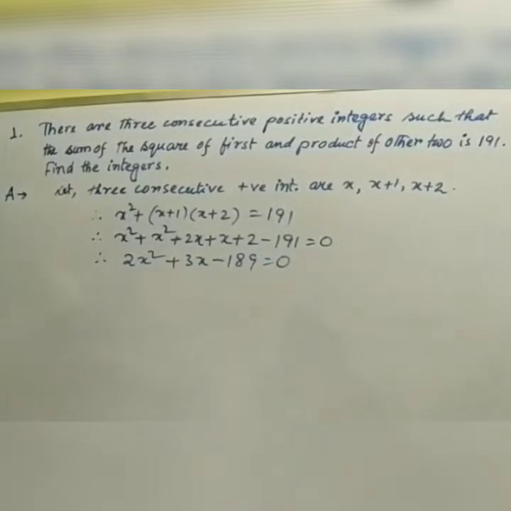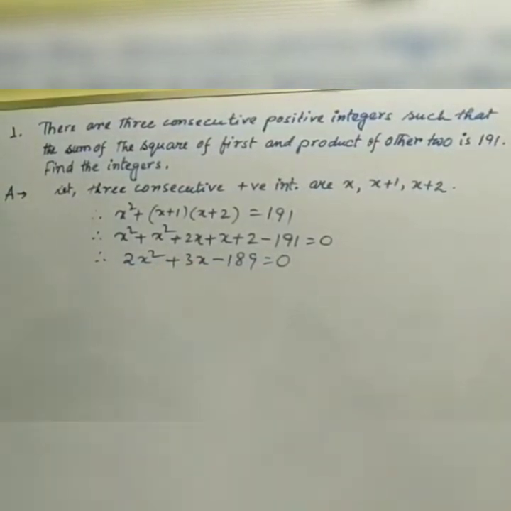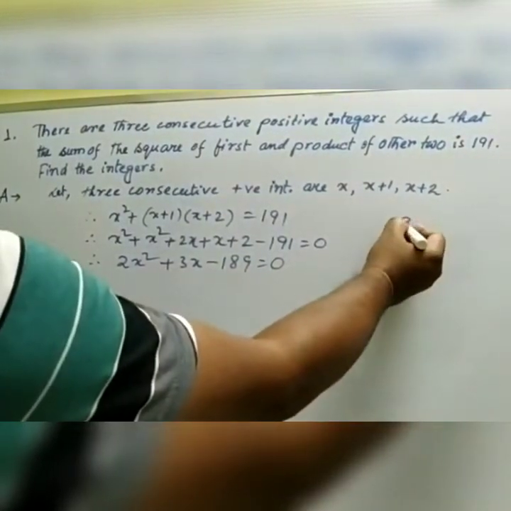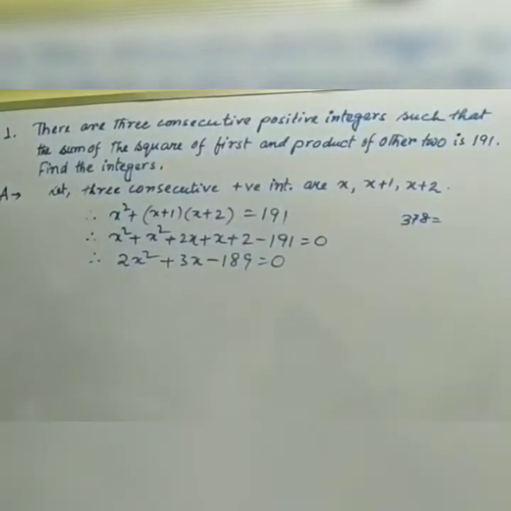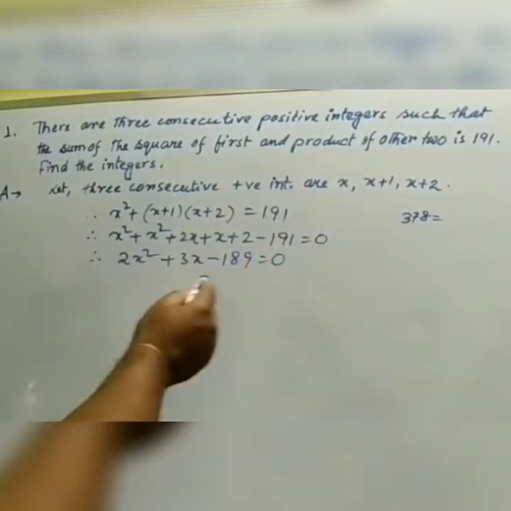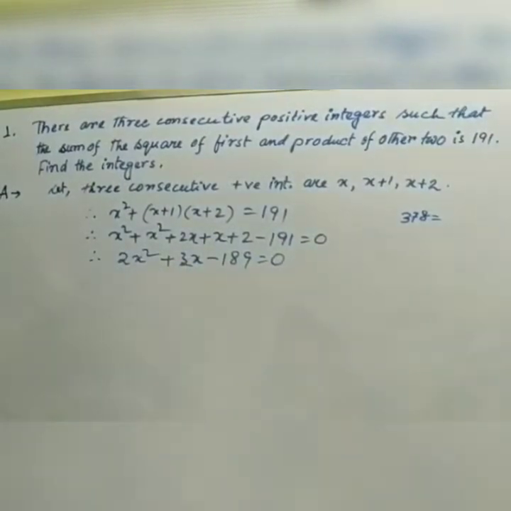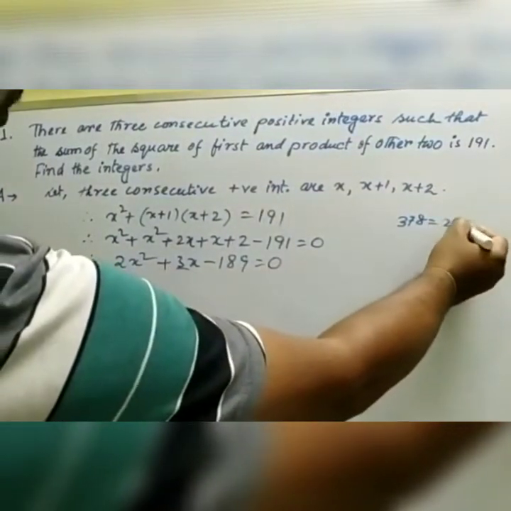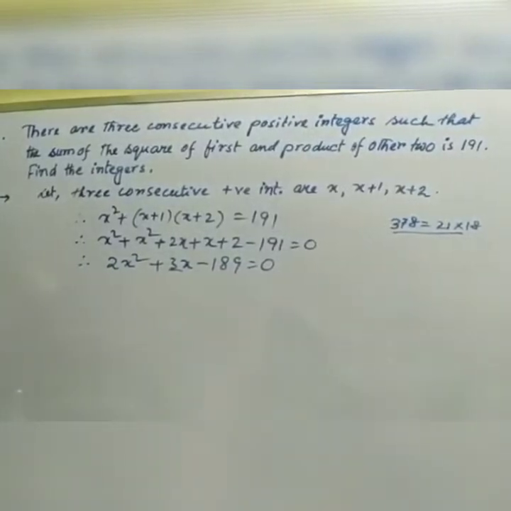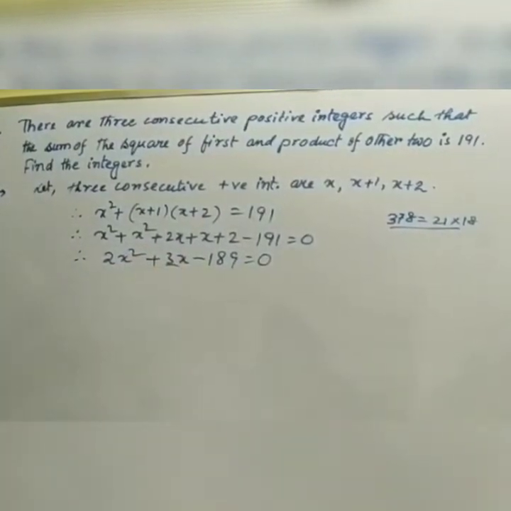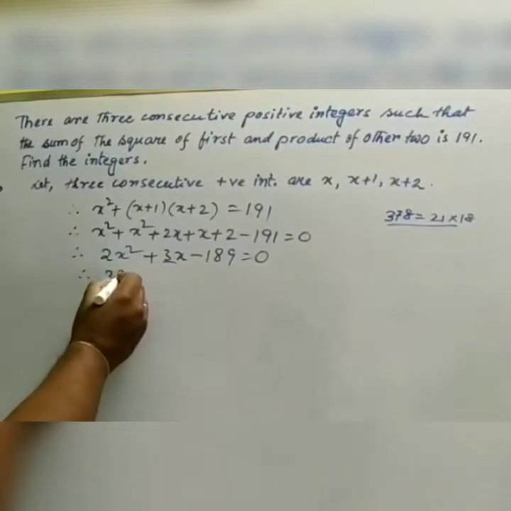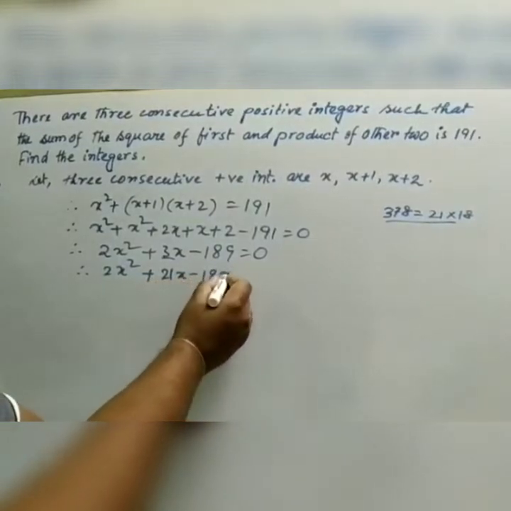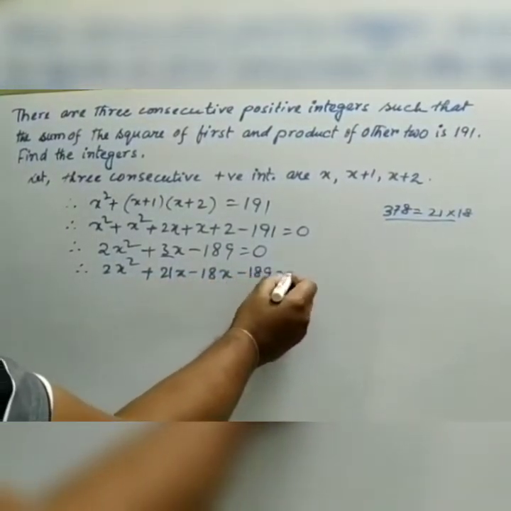In the middle term factorization, we take the product of 2 and 189, which is 378. And you need the two numbers whose product is 378 and whose difference is 3. We can take the numbers 21 and 18. 21 into 18 gives 378 and their subtraction gives 3. So we can write it like this: 2x square plus 21x minus 18x minus 189 equals 0.